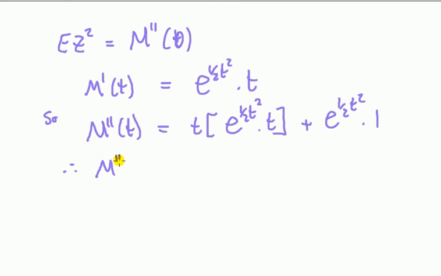Therefore, second moment, E of Z squared, which is equal to the second derivative evaluated at 0: plug in t is 0, that whole thing goes to 0, because 0 times something that's finite is going to be 0, plus e to the 0 here is 1, times 1, is 1.